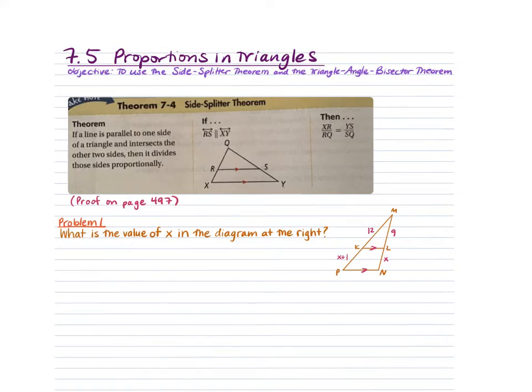Hey, this is the video lesson for Geometry 7.5, Proportions in Triangles. In this lesson, we're going to use the side splitter theorem and the triangle angle bisector theorem.